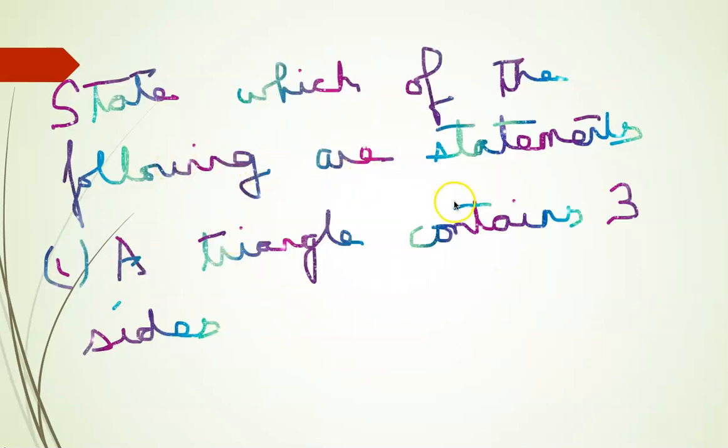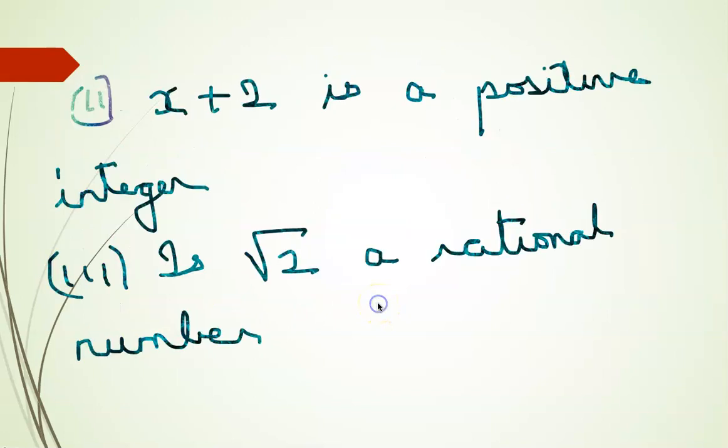State which of the following are statements. A triangle contains 3 sides. This is a true statement. So it is a statement. X plus 2 is a positive integer. Now this depends on x. If x is minus 5, it is not a positive integer. If x is 0, it is a positive integer. So this can be neither true or false. So it is not a statement. Is root 2 a rational number? Again a question mark. So it is not a statement because you don't know whether it is true or false.